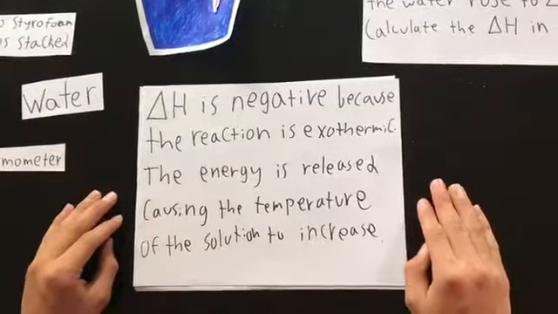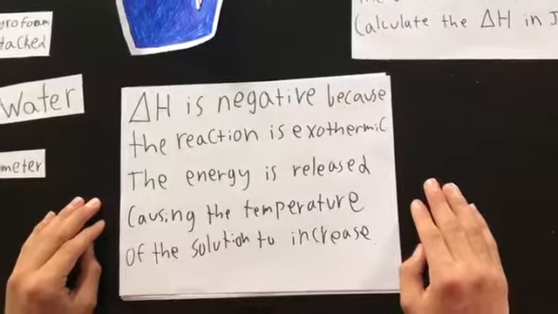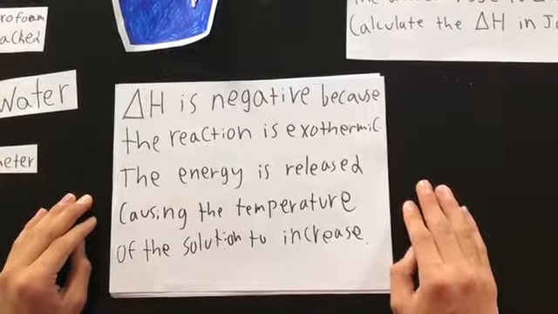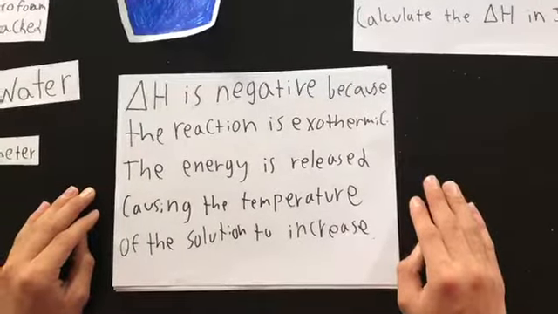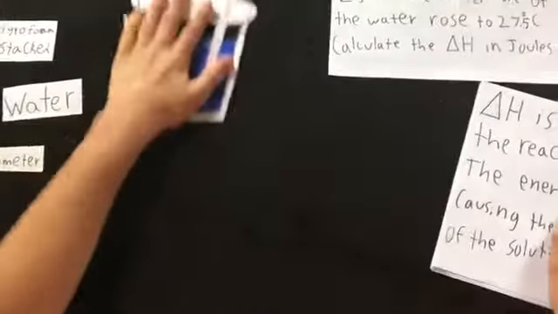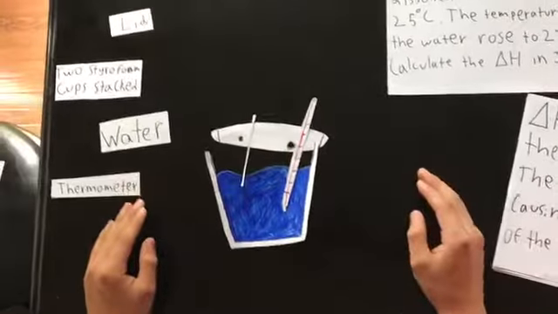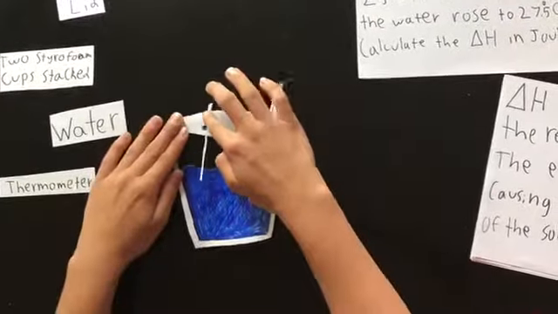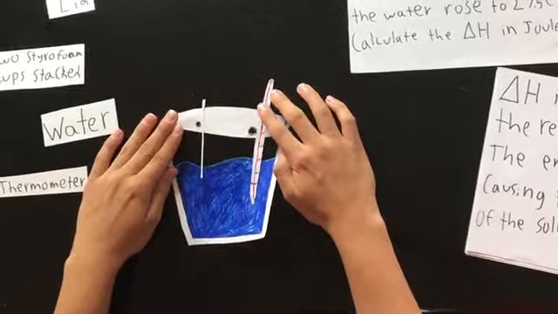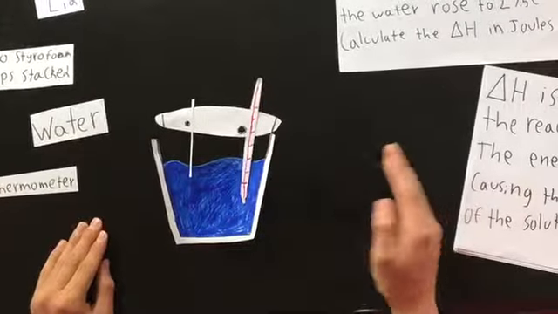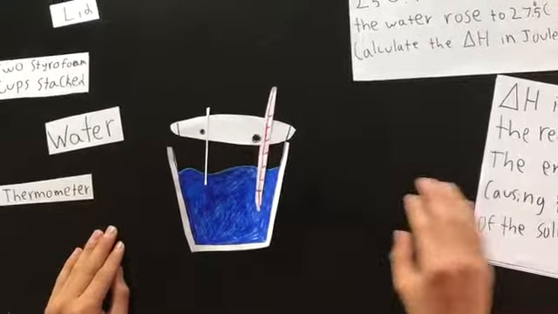Delta H is negative because the reaction is exothermic. The energy is released, causing the temperature of the solution to increase. So in the example of our coffee cup calorimeter, if we were to add a hot metal, stir it, and record the initial and final temperature, we would use this process to find delta H.